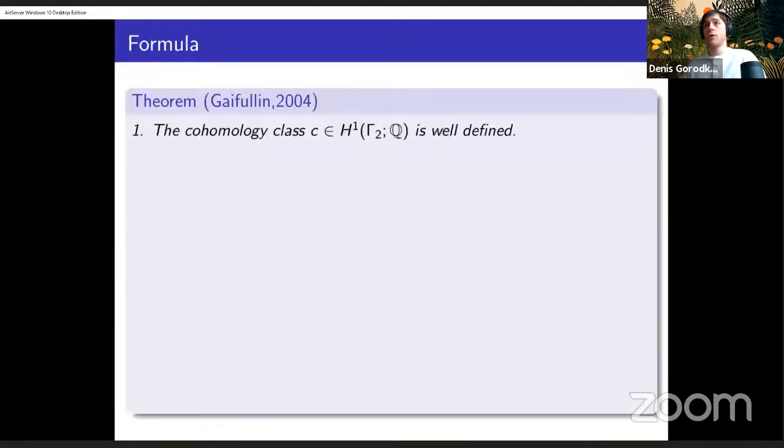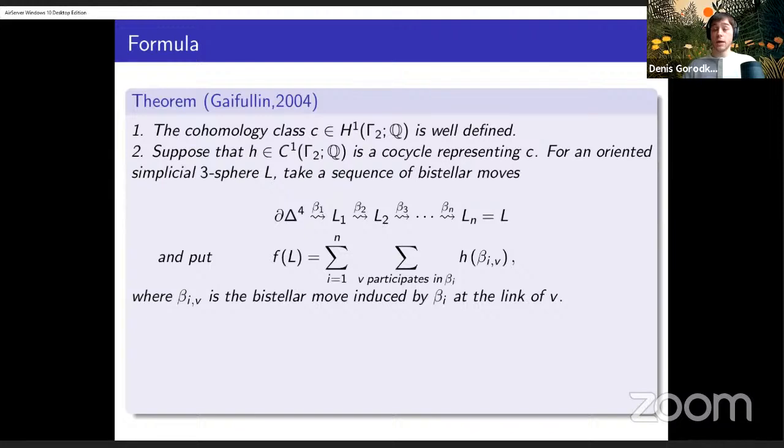Okay, now let's formulate the result that gives you the explicit formula. The first very important remark is that the cohomology class C is well defined. Because in the graph gamma 2, those cycles do generate all of the cycles, but they are dependent. There are relations between them. So well defined means that the values do respect those relations.